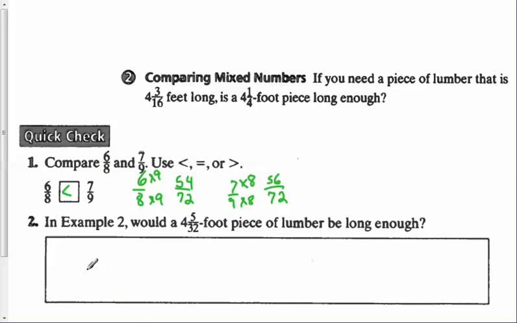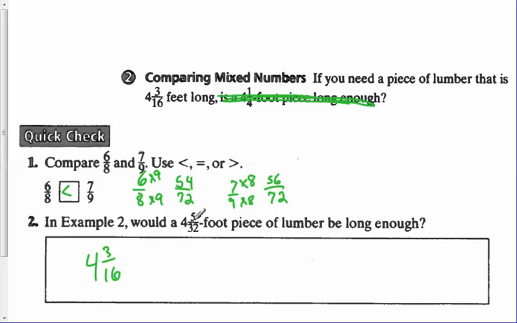So for quick check number 2, we look at example 2, and it says, would a 4 and 5/32 foot piece of lumber be long enough? Well, we have to apply the same process, and we don't need this part of our question because that's the old one. The piece of wood that we're comparing it with is 4 and 3/16. And I want to know, is 4 and 5 over 32 greater than or less than or equal to it?